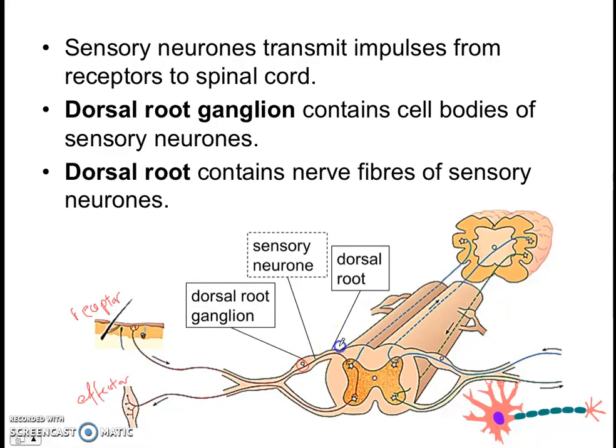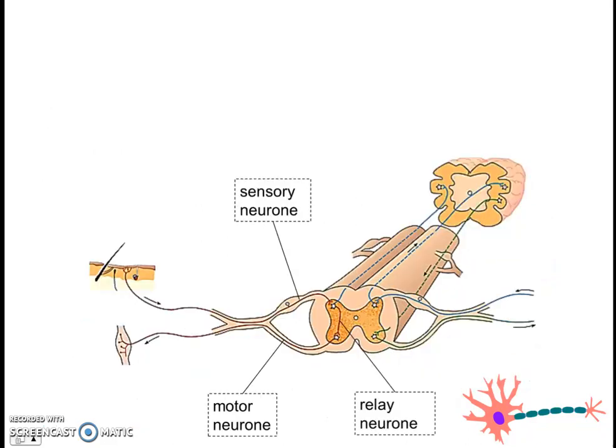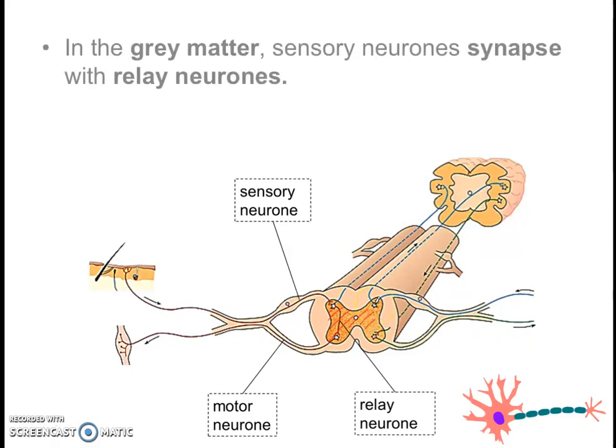And the dorsal root, which is over here, contains the nerve fibers, right, the axons of the sensory neurons, which are going to the central nervous system. So what happens next? Well, the sensory neuron has transmitted impulses from the receptor to the spinal cord, in particular to the gray matter of the spinal cord, right? So this is the gray matter. And inside the gray matter, the sensory neuron synapses onto this relay neuron.